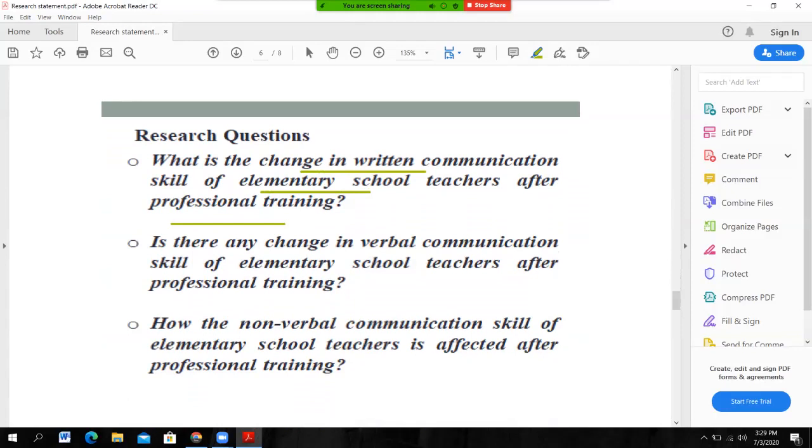Or we can also formulate a research question like, is there any change in verbal communication skill of elementary school teachers after professional training? That is, after professional training, is there any change in the verbal communication? So this is another research question. Or how is the non-verbal communication skill of elementary school teachers affected after professional training? So research questions should be formulated like this.